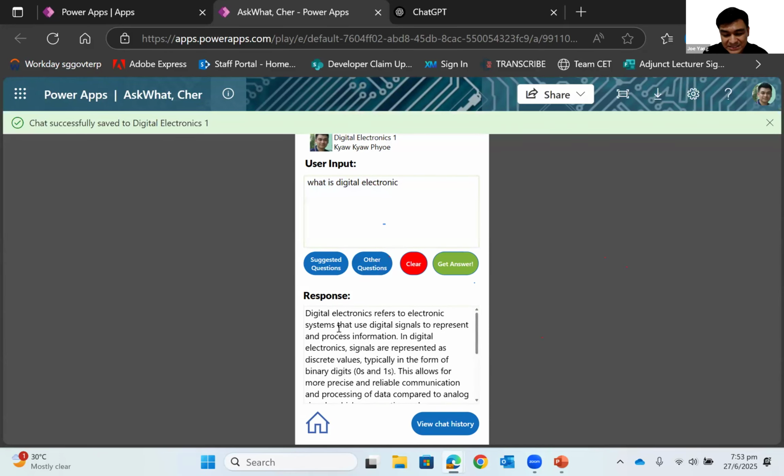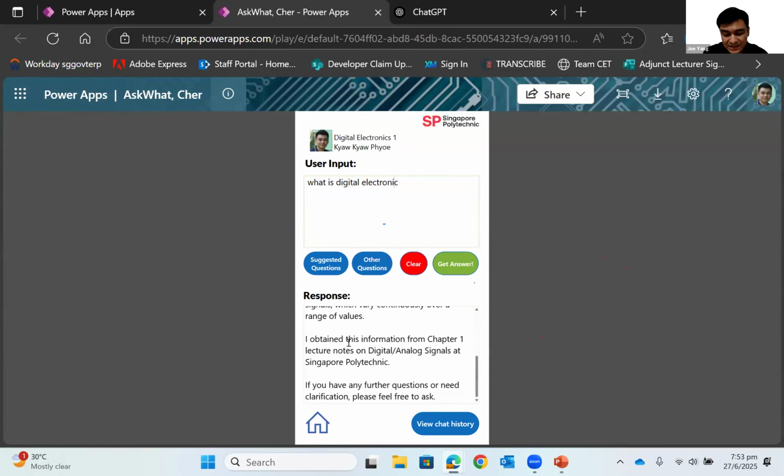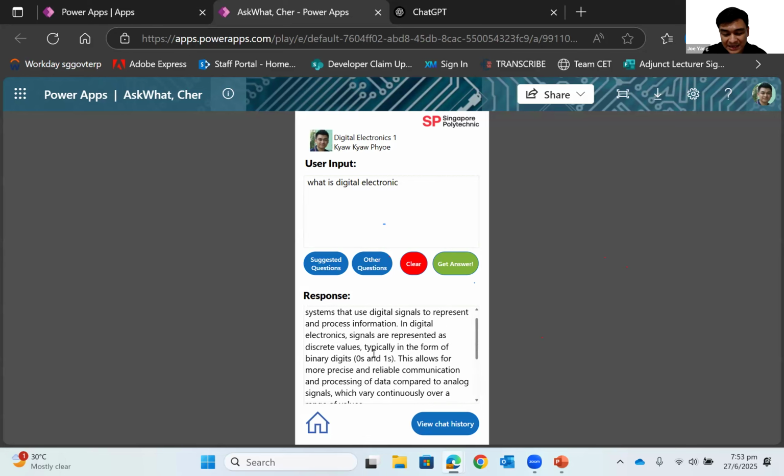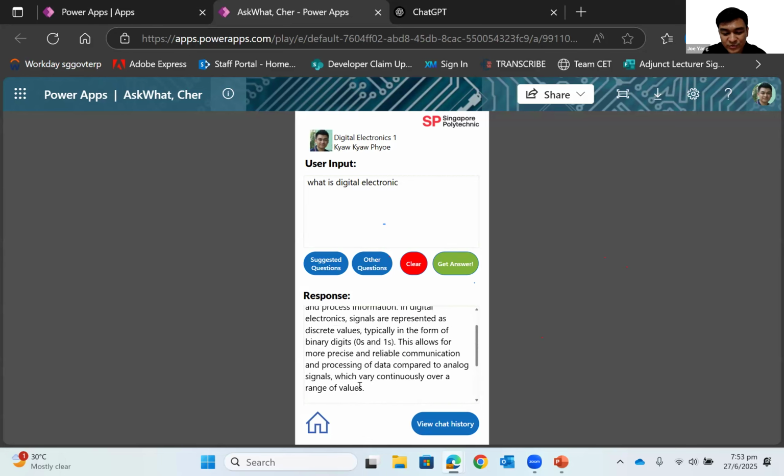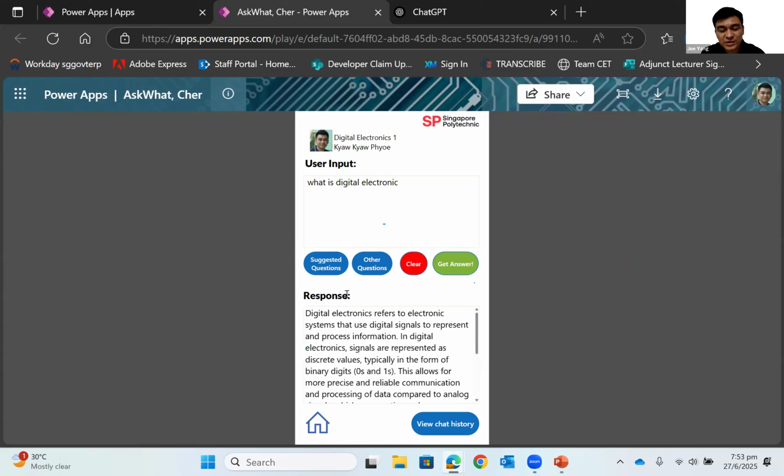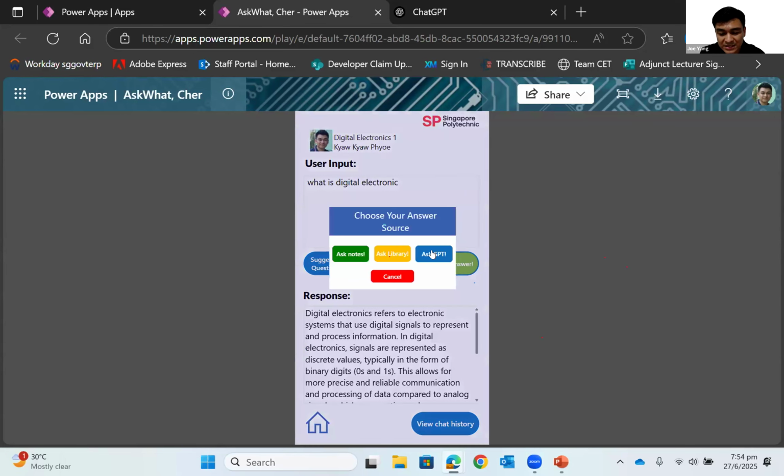What you see now is a bit less than the open ChatGPT, but this data comes from chapter 1 of the notes. They can even cite where the data comes from, and give a very brief response. But if students want to learn more, they can always go to Ask GPT and get knowledge from the public domain. If students want to get from libraries, they can click on the Ask Library function.